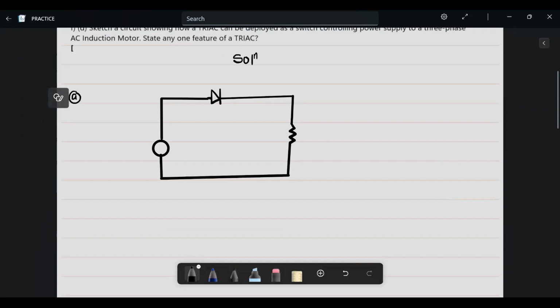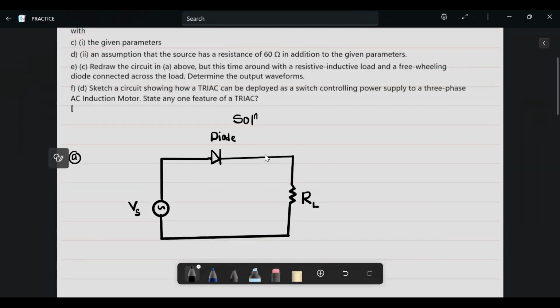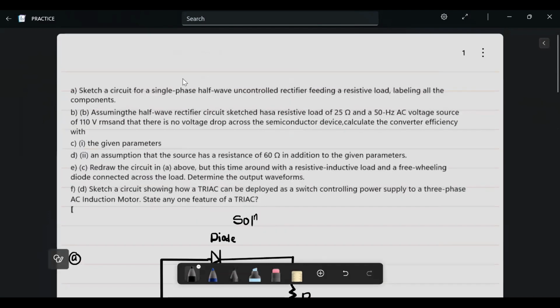Okay, so this is the load. This is a resistive load, so I'll call this RL. This is a diode. And we have the AC source here. So this is called the source, right? That's all we want from question number A. This is a single phase half wave rectifier. So that's the circuit to sketch, right?